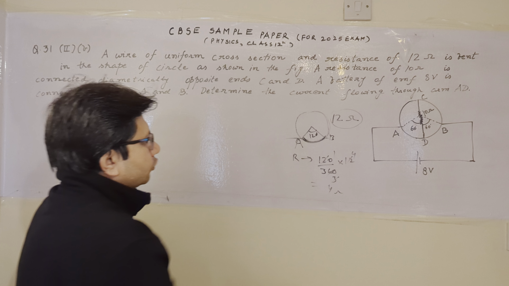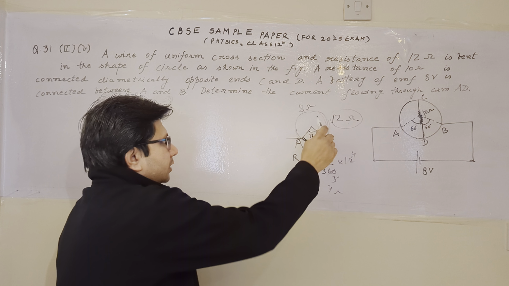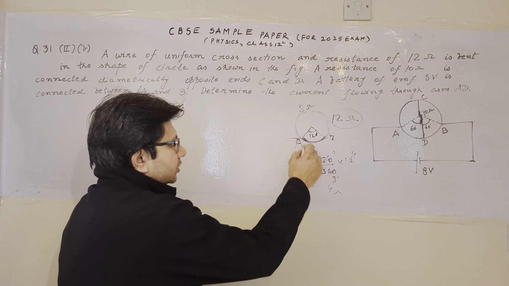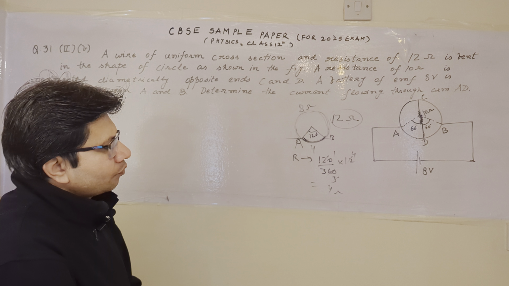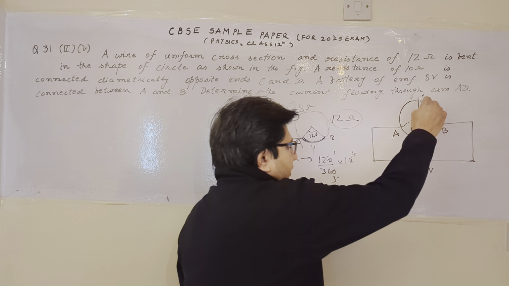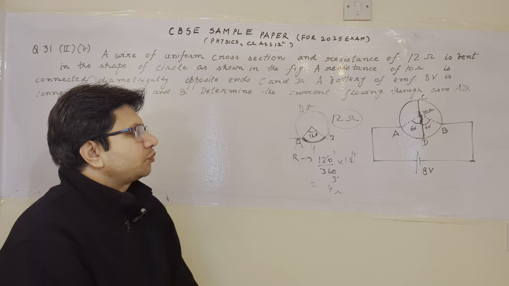Now 4 ohm for this section and 8 ohm for this section. It means that this 12 ohm is subdivided into two sections of wire. This arc is having a resistance of 8 ohms and this arc is having a resistance of 4 ohm. So this is the basic situation. Now what happened is that there is a connection of this resistance here between C and D. So it is very much similar to a Wheatstone bridge.